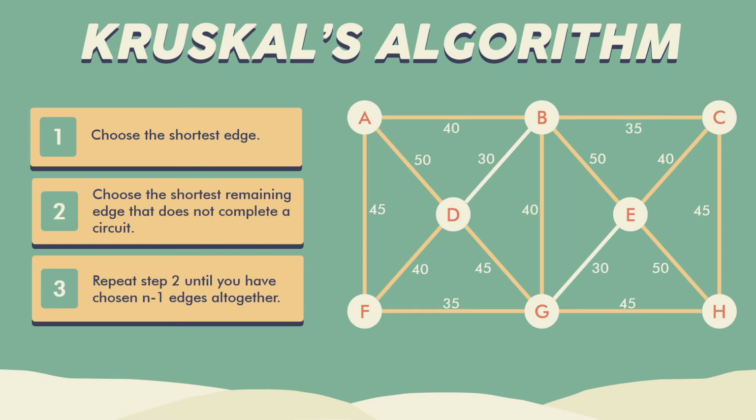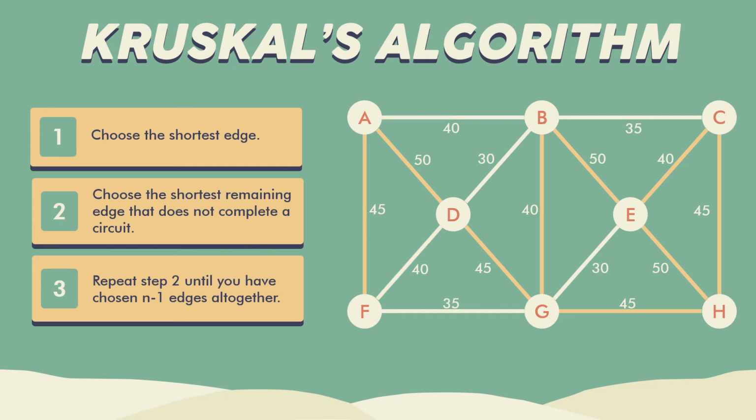So far, we have selected 2. The next shortest edge is 35. We can choose edge BC and then edge FG. Now, we have selected 4 edges altogether. The next shortest edge is 40. We can choose edge FD and edge AB.